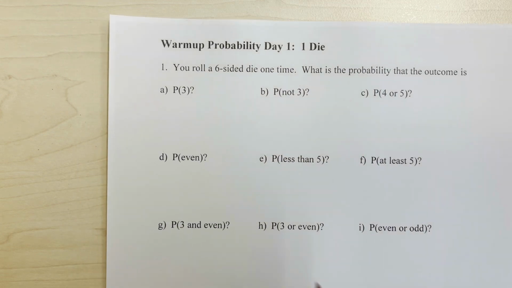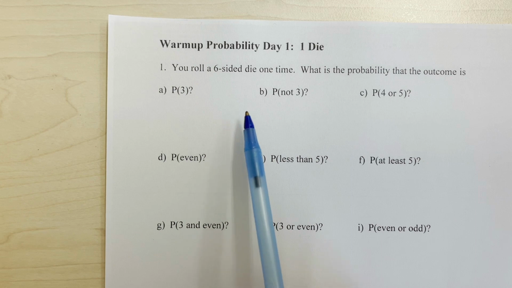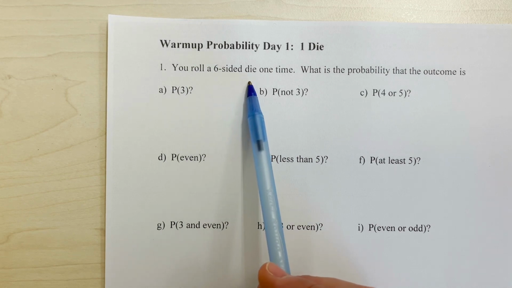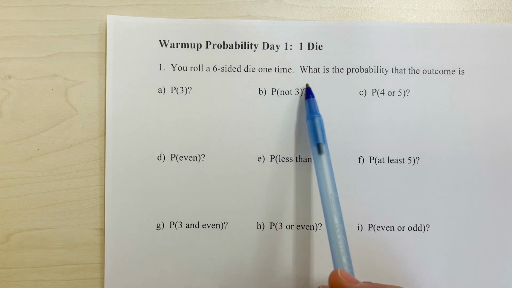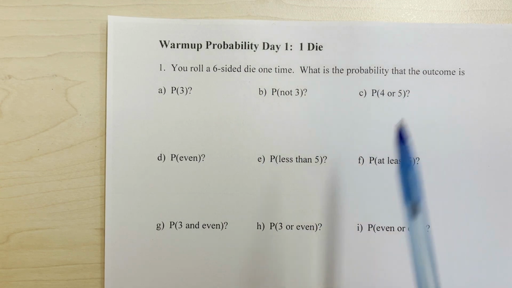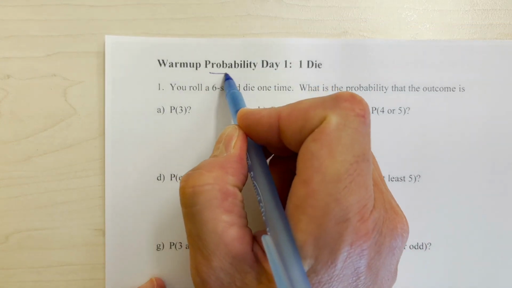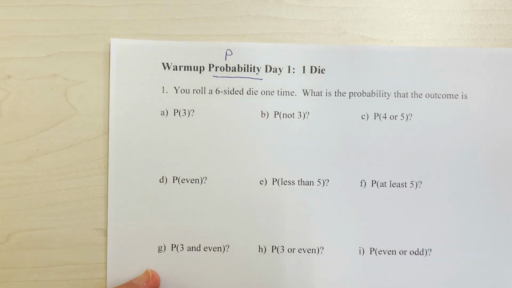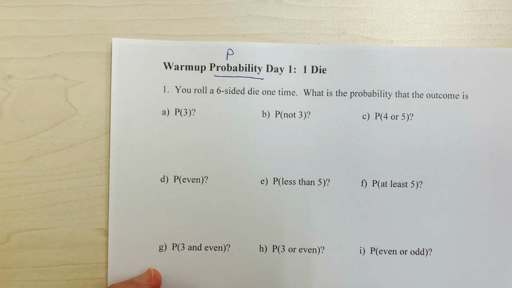Okay, so we're going to start with a classic example, which is you roll a six-sided die. So rolling dice, we roll one of them. What is the probability that the outcome is...? Now, first of all, when we talk about probability, let's define what that is. A lot of times we will use the capital letter P to represent the word probability.